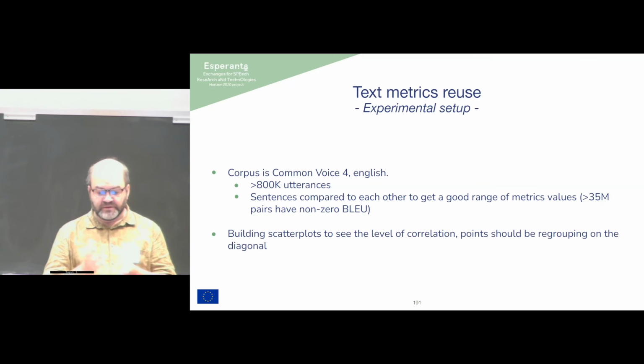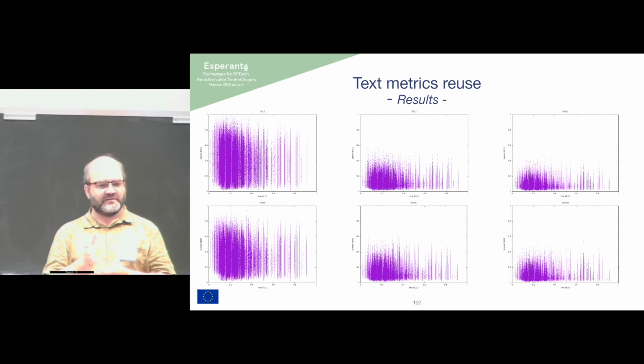And we extracted the features, made the k-means, made the samples, computed the metrics, and we created scatter plots to see the level of correlation. If it correlates well, it should be on the diagonal, since we put BLEU on text on the bottom and the BLEU on speech vertically. So here is what we get. You can see the beautiful diagonals.